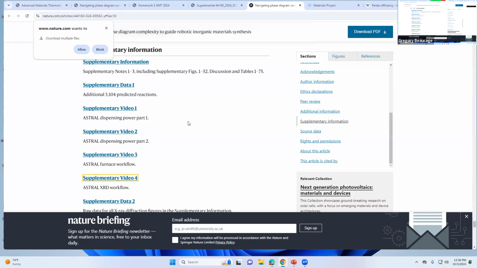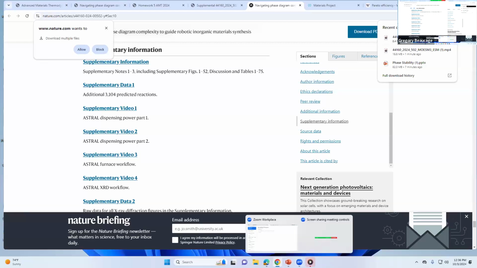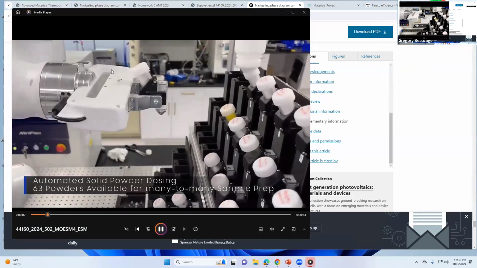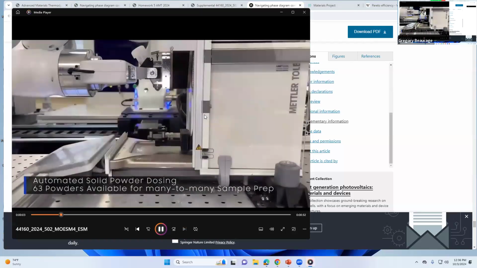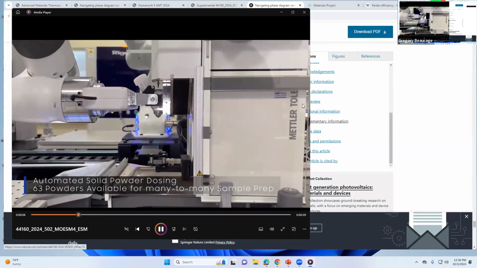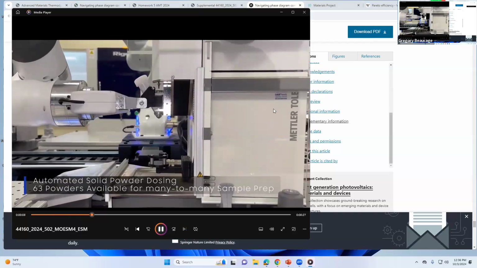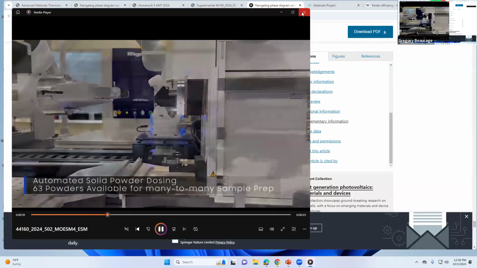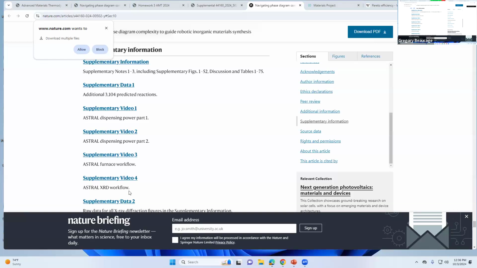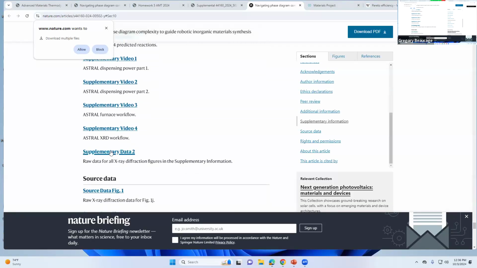Let me figure out where it goes. It goes here, and you have to double click there. I think this is a diffraction one. So I guess that's the automated powder dosing. That's the same thing, not the one I want. The diffraction. Anyway, it does a diffraction on it too. It looks kind of complicated how it does it. It takes 8 hours per sample to run through the cycle.